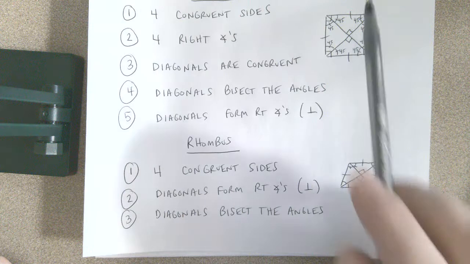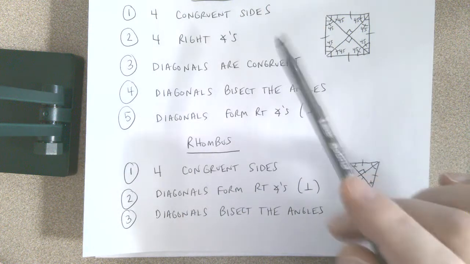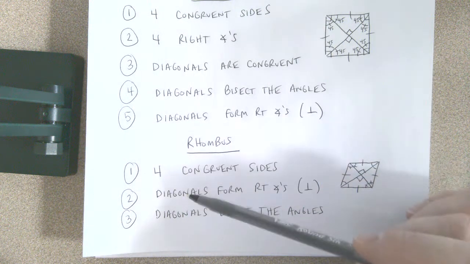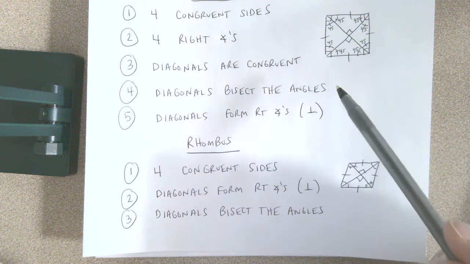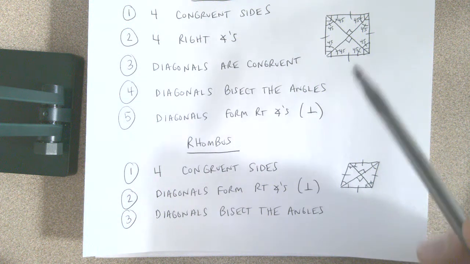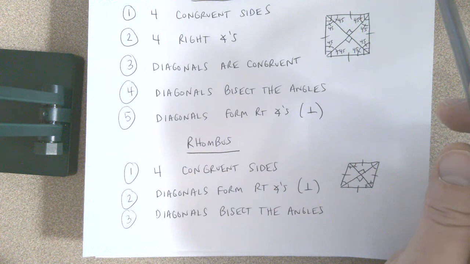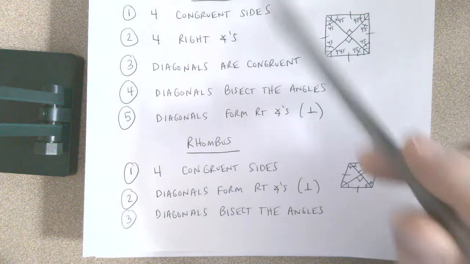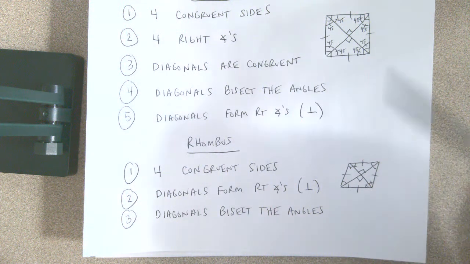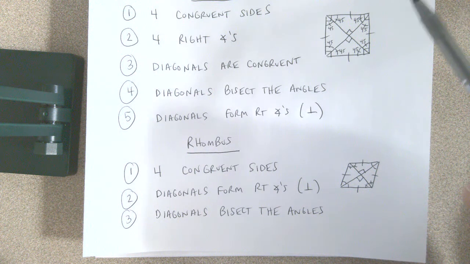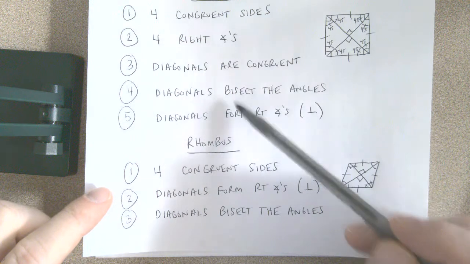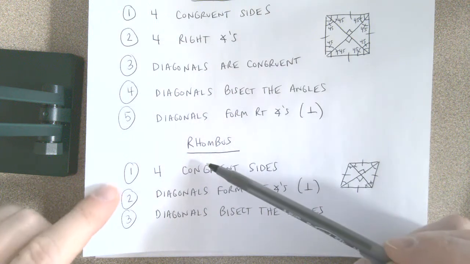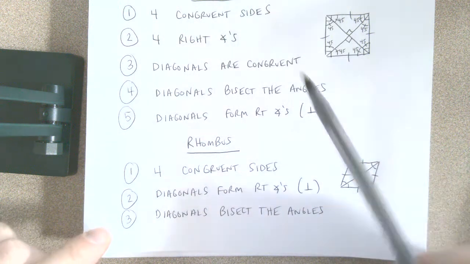Like I said from the start, these special properties that we're listing for each of these shapes are going to be true along with the 5 properties of a parallelogram, because all 3 of these shapes are considered to be parallelograms. So you could think of it this way: the square actually has 10 properties. The rhombus has 8. The rectangle has 7.